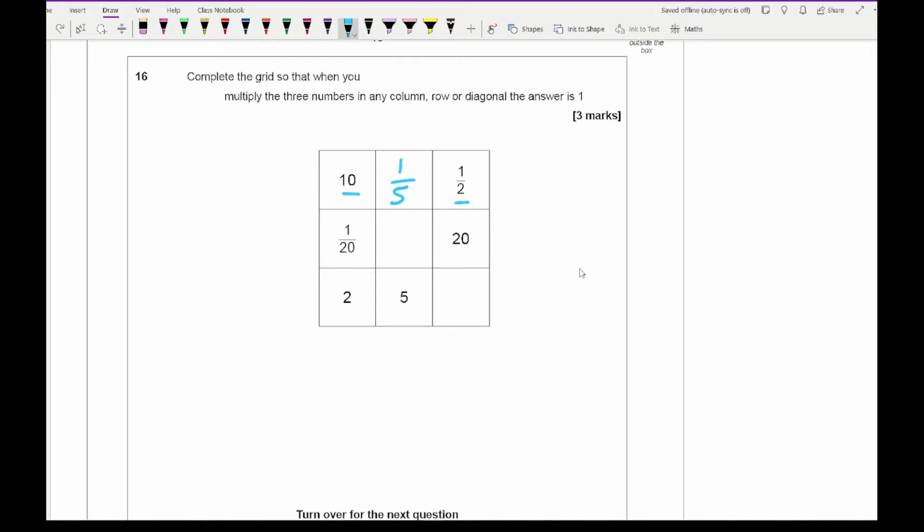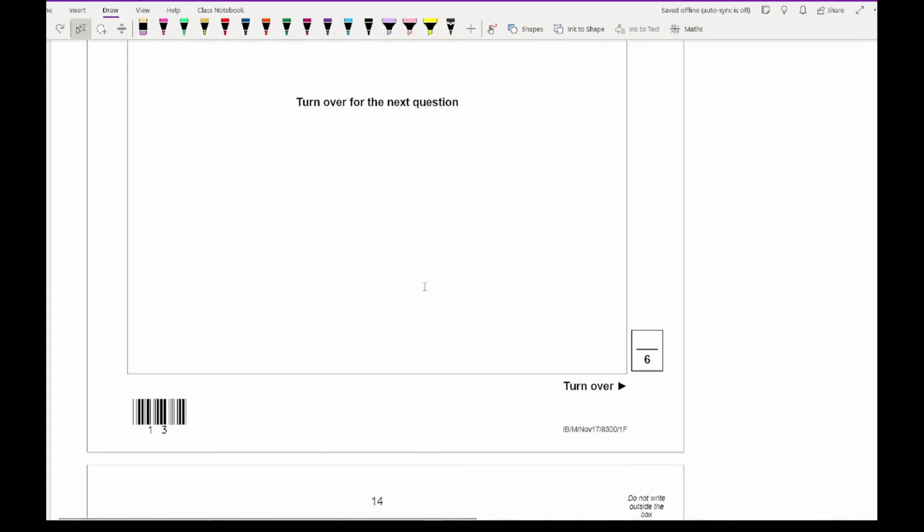Then for the next one, I've got 1/20 times 20 is 1. So what do I need to multiply 1 to get 1? Well, I need another 1. And 2 times 5 is 10. What do you have to multiply 10 to get 1? Well, I need to multiply it by 1 over 10.